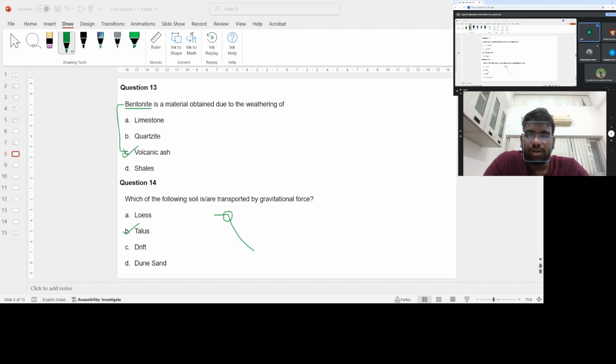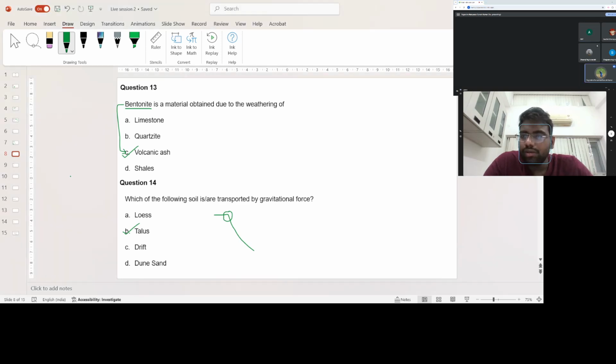Okay. There is a subset of talus which is essentially from cliffs. I hope I'm clear now, right? Yes, sir.